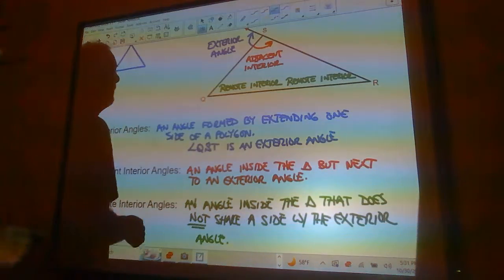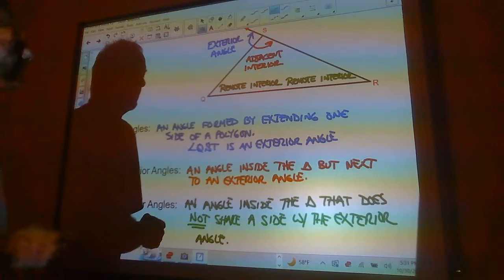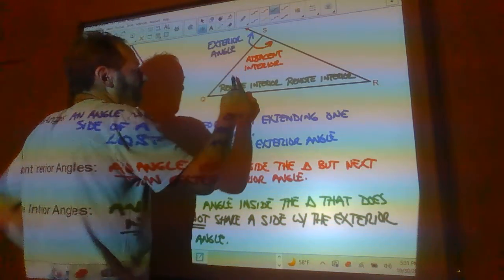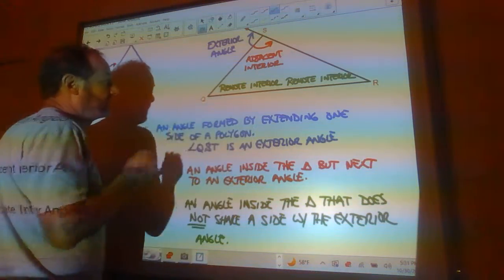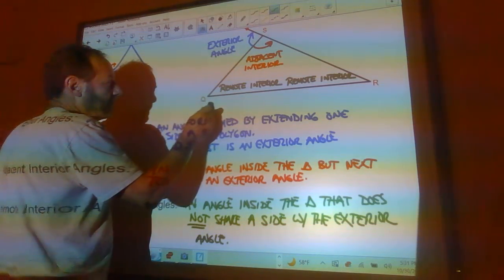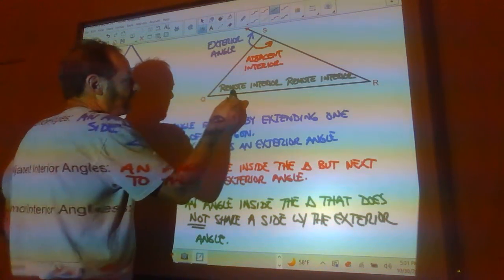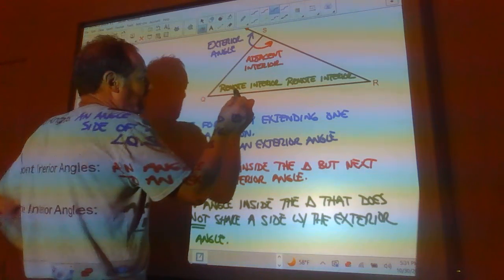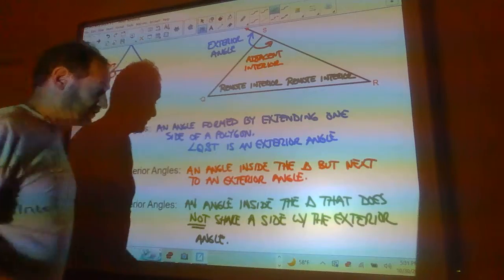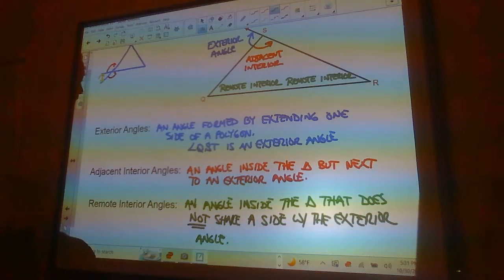So there will always be one adjacent interior angle and two remote interior angles. Remote means far away. Here's my exterior angle. These are the two angles far away from that. Now if I put an exterior angle over here, this would no longer be a remote interior angle. It would be the adjacent interior angle. This would now be a remote interior angle, and this one would be too.